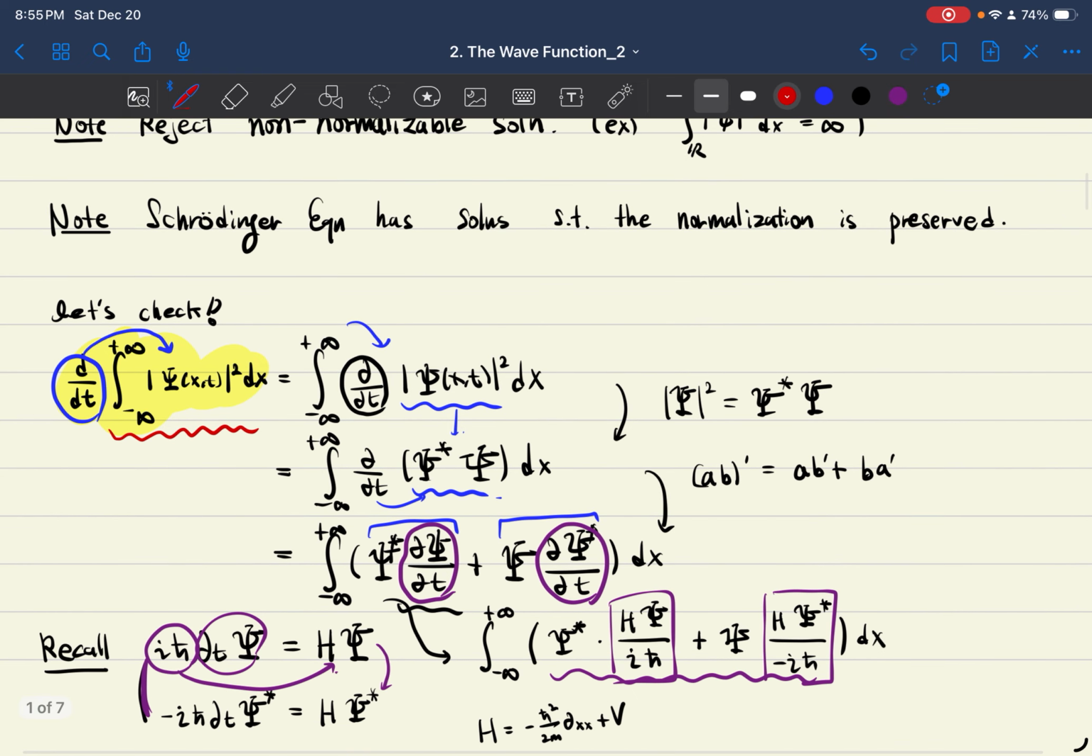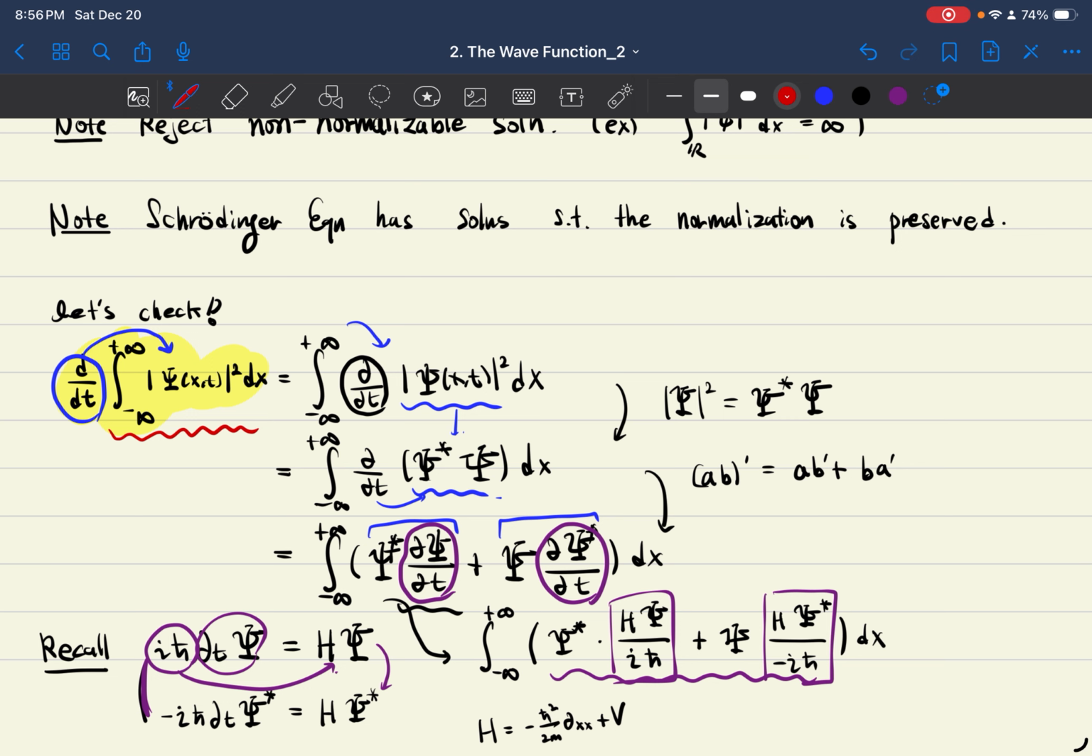And also note that the Schrödinger equation has solutions such that the normalization is preserved. So you can ask me, we just normalized some ψ, but how can it be guaranteed that as time t goes on, it still stays normalized? Which means at t equals 1 its normalization condition holds, but at t equals 2, does it?